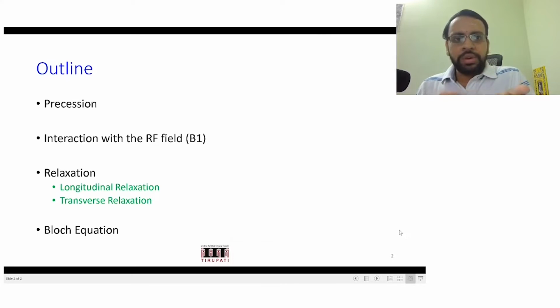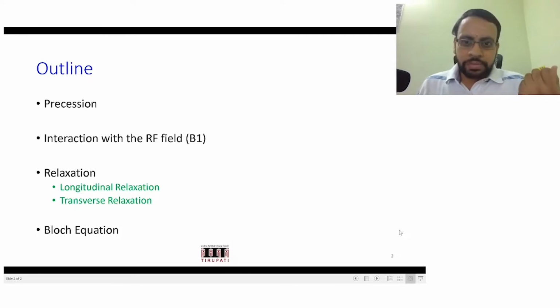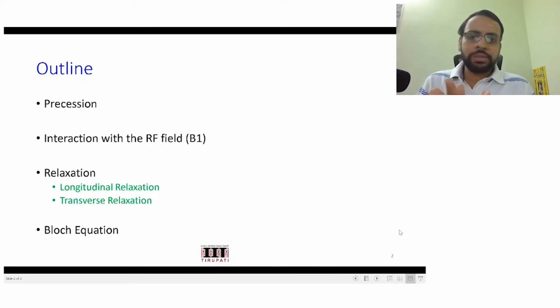And then, once you withdraw your RF field, how is this going to impact the magnetic field that you are obtaining. And finally we would be deriving empirically the Bloch equation that assimilates or summarizes the discussion so far.